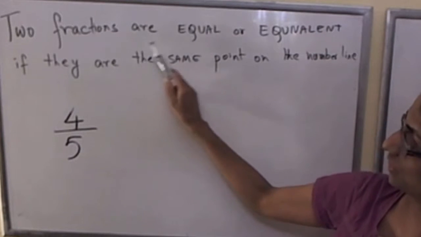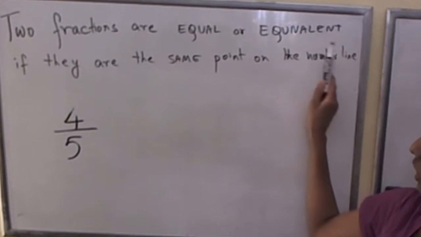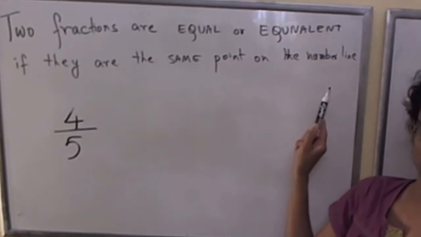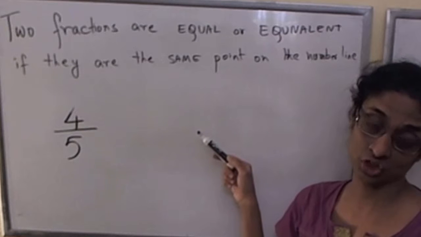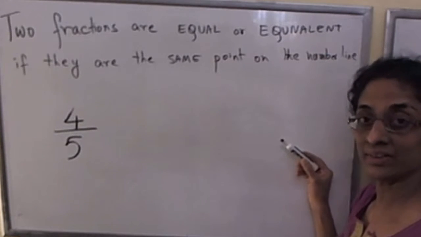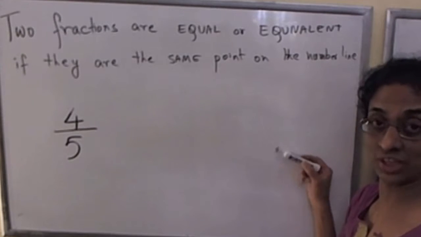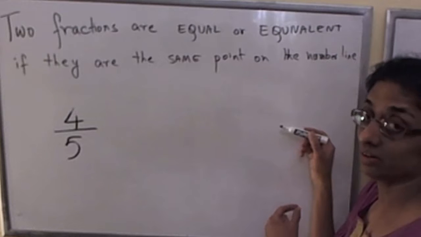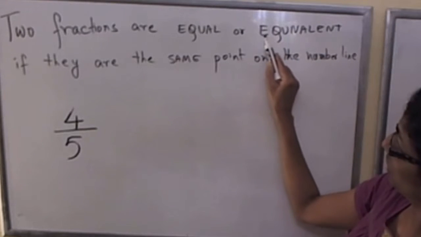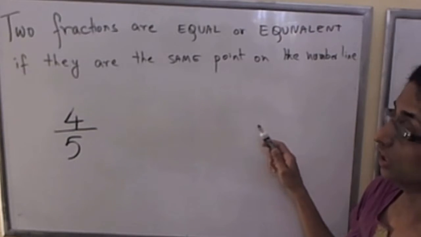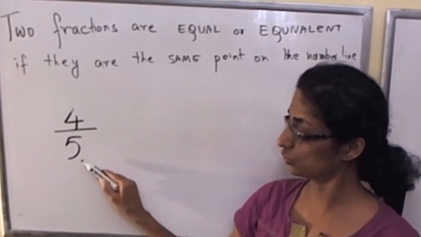Two fractions are equal or equivalent if they are the same point on the number line. We have made many observations on the number line that sometimes a point has two names, two fraction names. And when it does so, we say those two fractions are equal, or I've also taught you this word equivalent. We can say the same thing. Okay? So here I have this 4 over 5.